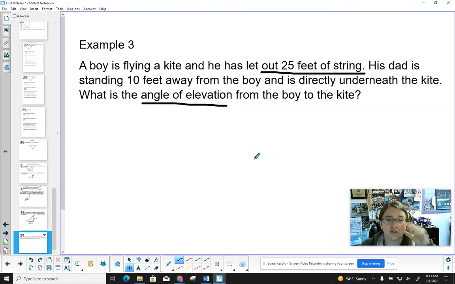We're looking for the angle of elevation. So it's going to be a right triangle. Take a second, really visualize this, guys. If you need to draw the boy and the kite and the dad, that might help you draw your right triangle. Go ahead and try it.